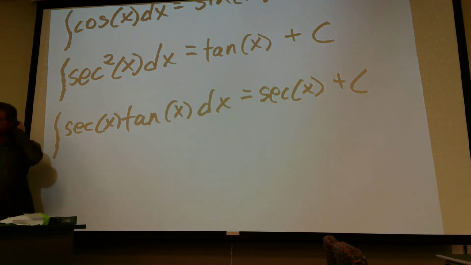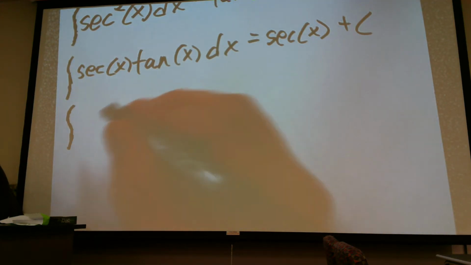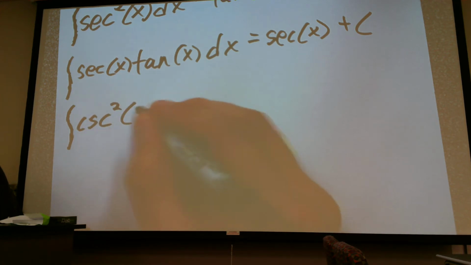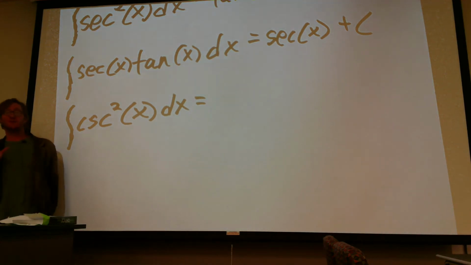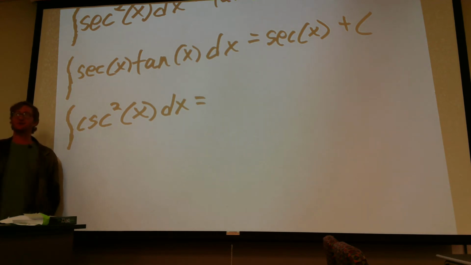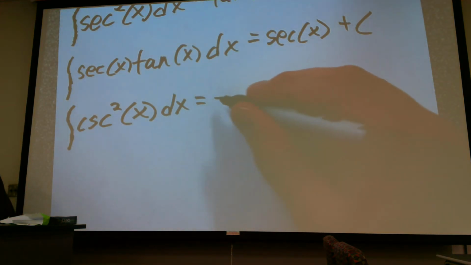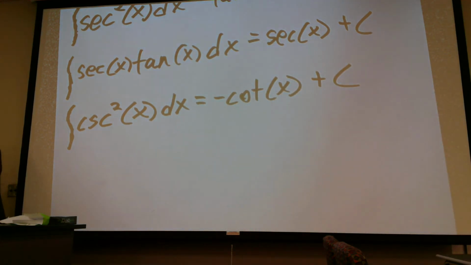We can do these for cotangent and cosecant as well. So let's say the integral of cosecant squared of x with respect to x. Okay. And remember that the rules for cotangent and cosecant are the same rules as for tangent and secant. Just whatever you do, there's always going to be an extra minus sign. So the derivative of cotangent is negative cosecant squared. Well, this thing's not negative. So the integral of cosecant squared of x is going to be negative cotangent of x plus c.